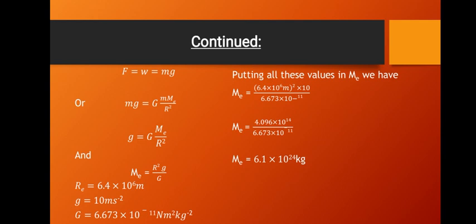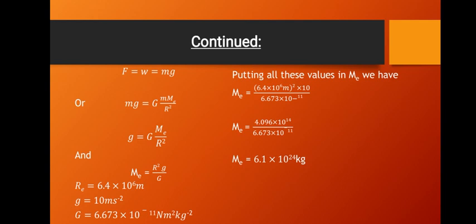Students, we know the values of capital R, the radius of Earth, g the gravitational acceleration, and the universal constant G. R is equal to 6.4 multiplied by 10 raised to power 6 meter. The gravitational acceleration is 10 meter per second square near the surface of Earth, and the gravitational constant has the value 6.673 multiplied by 10 raised to power minus 11 Newton meter square per kg square.